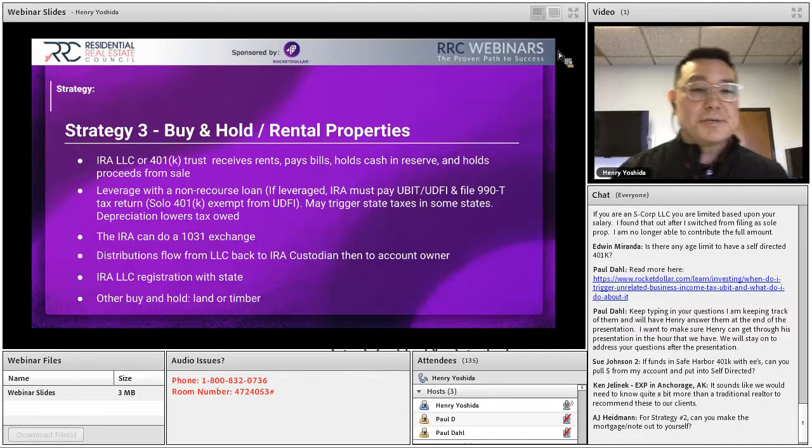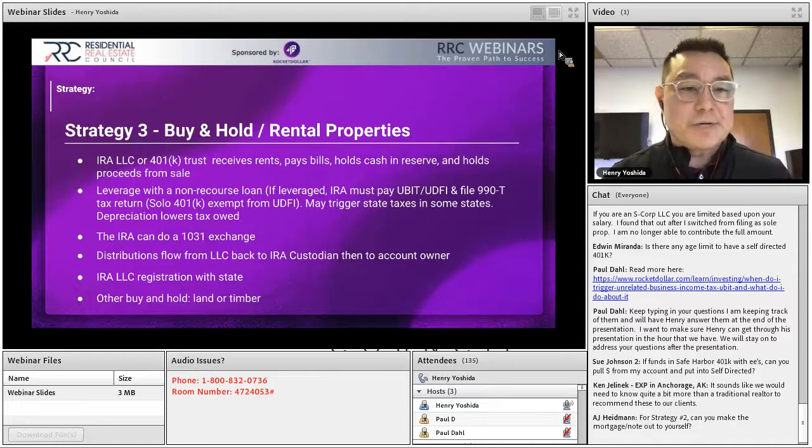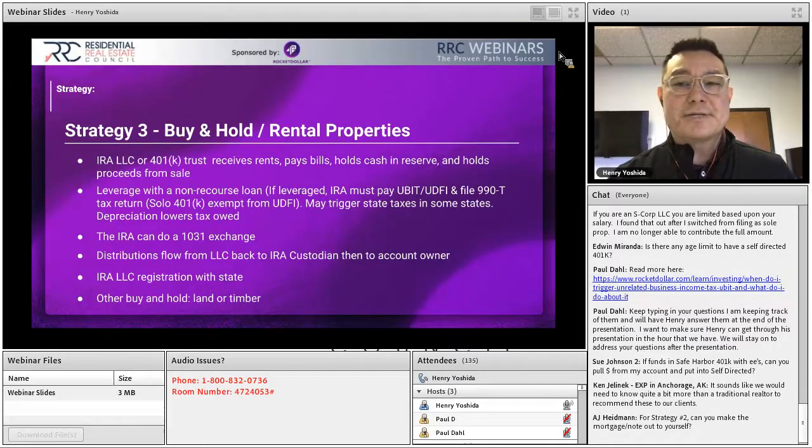And then strategy number three, probably most popular, is just to buy and hold rental properties. So the 401k or the IRA LLC, inside of the accounts, it receives the rents, it pays the bills, it holds the cash in reserve, and holds the proceeds from the sale.